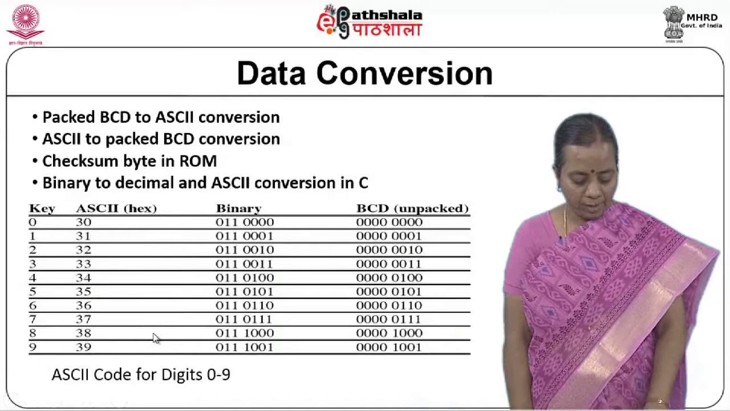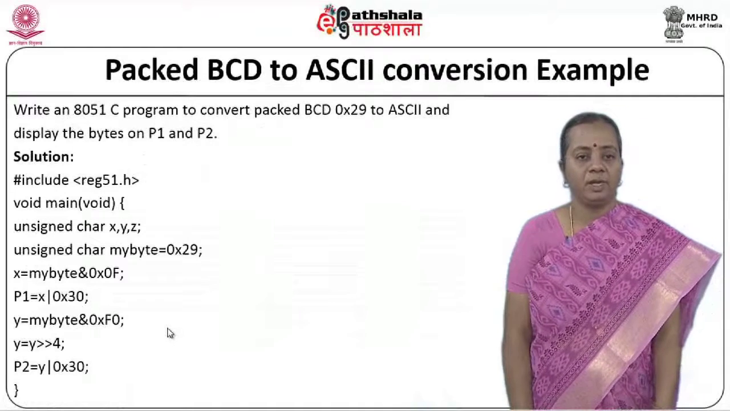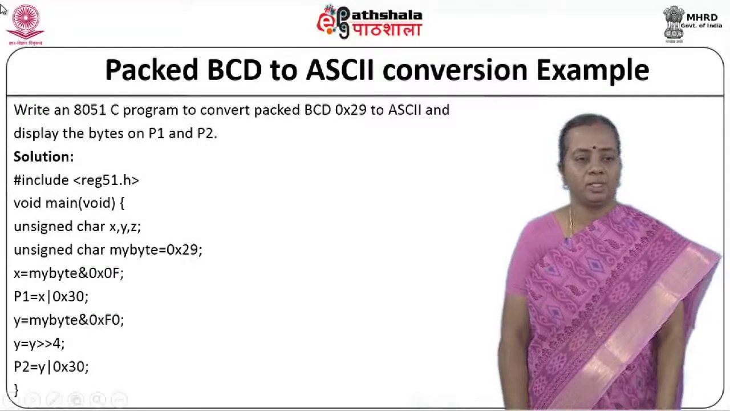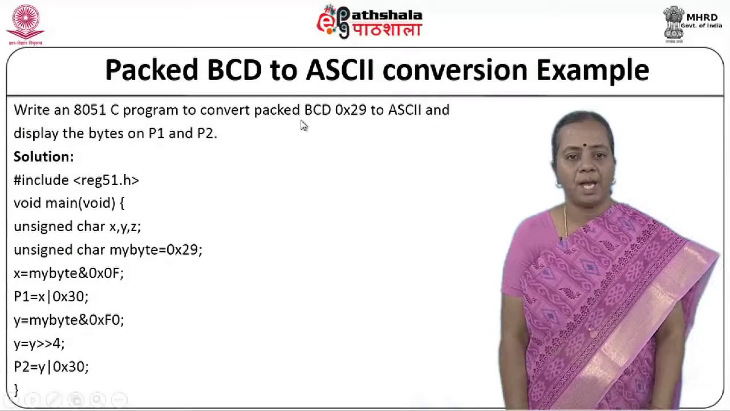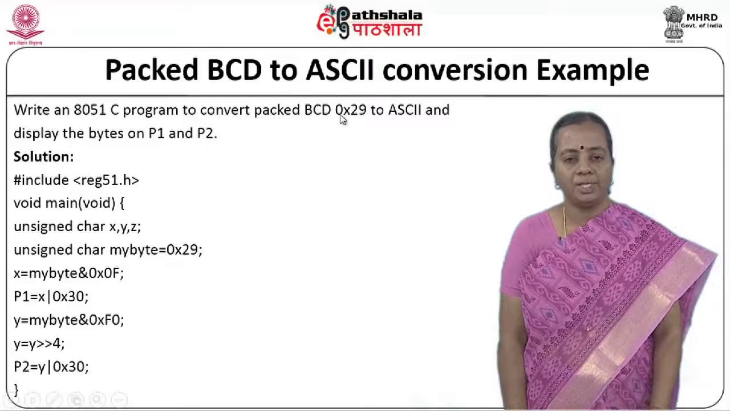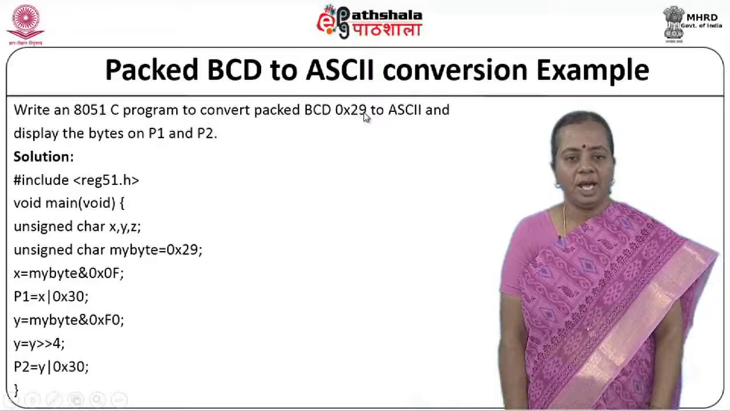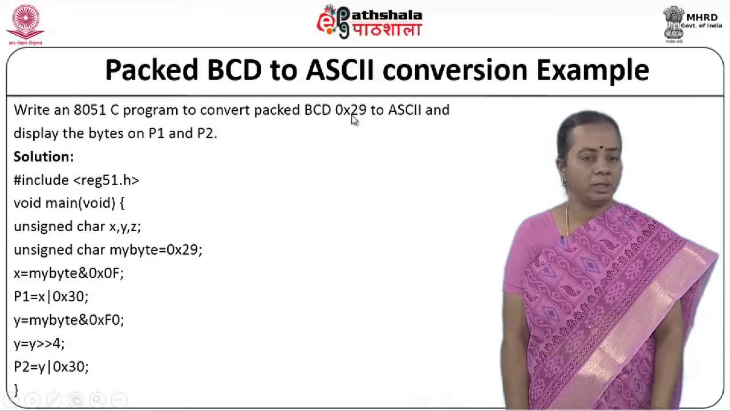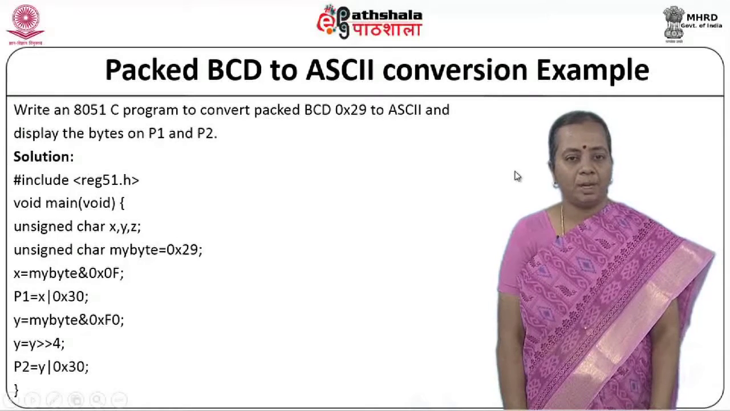So, if you know that this has to be converted, then we will be looking at this kind of program. You just see that this is an embedded C program which converts a packed BCD number 29 to ASCII. So, 9 has to be separately written as BCD code, and 2 is also written as separate BCD code. These two are packed together, so that we will be getting 29 as a whole number.